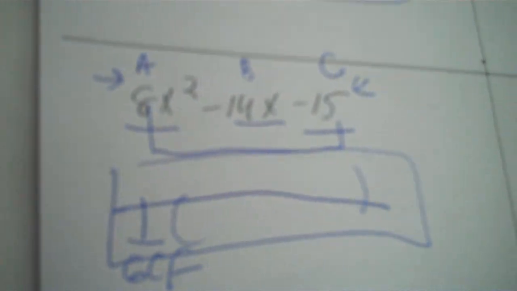So you take positive 8 times negative 15. Negative 120. Okay, so that's a mismatch. Positive, negative. It has to add to the b, which is negative 14. This might take a little bit. 120 divided by 1 is 120. Add those, that's negative 119.